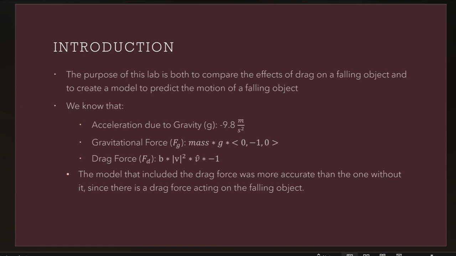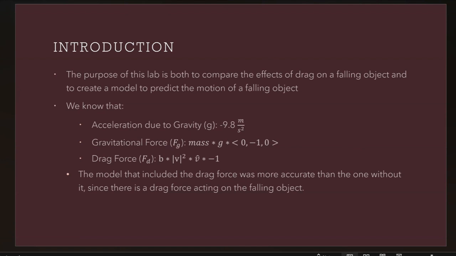As background information, we know that acceleration due to gravity, or g, is negative 9.8 meters per second squared. We also know that the gravitational force given by F sub g is mass times g times the j unit vector in the negative direction. We also know that the drag force given by F sub d is the drag constant times speed squared times the direction of the velocity times -1.